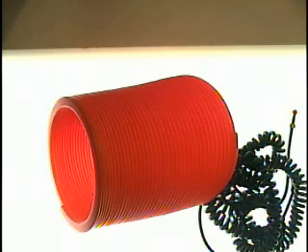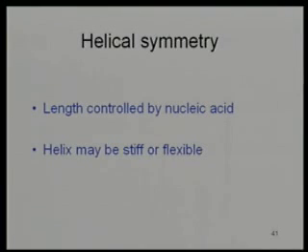So, as I say, it's the underlying principles that are important, and in neither of these can you see the nucleic acid, because in both it's protected by that nucleocapsid protein. Okay. So the helix may be stiff or flexible, and that really changes what it looks like when you look at these viruses in the electron micrographs.